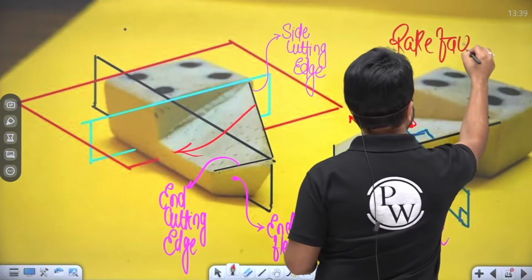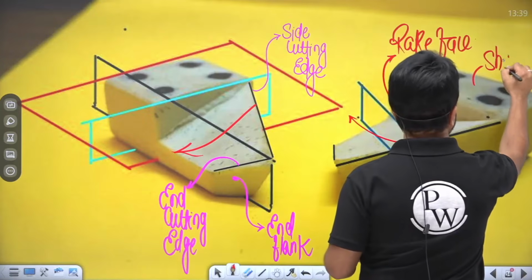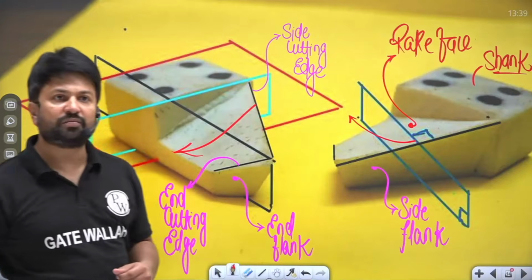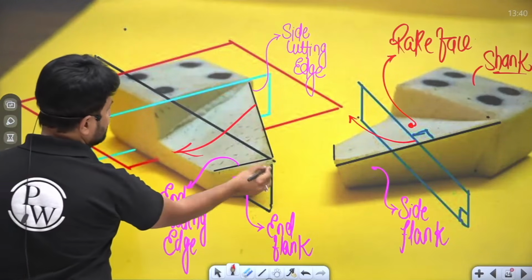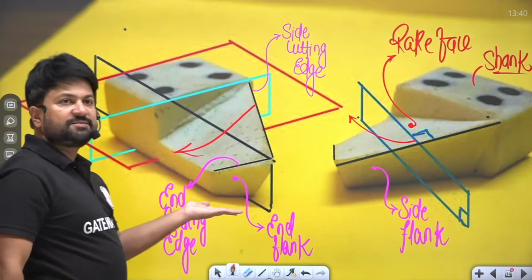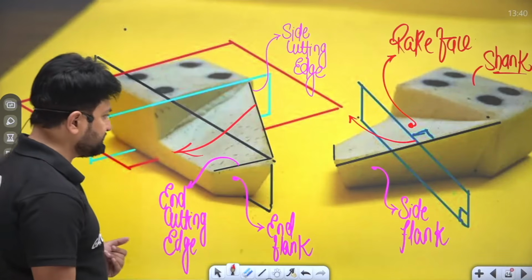Rake face, right? And this is the shank of the tool, which is going to fix into the tool post, right? This is the length of the tool, and this is the width of the tool. And the tool is placed on the base. So this is the base of the tool, right?